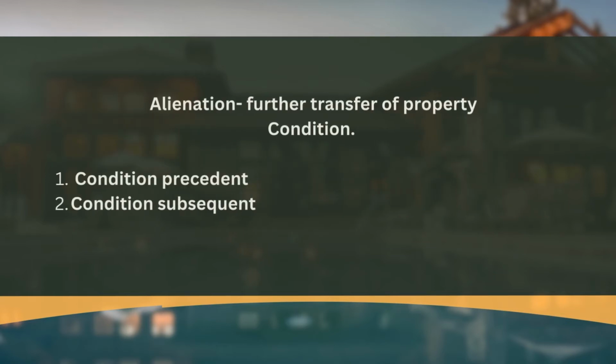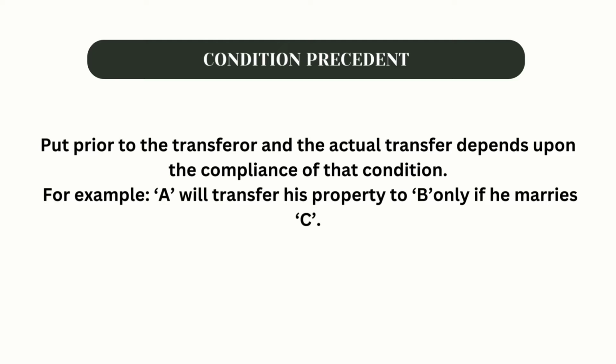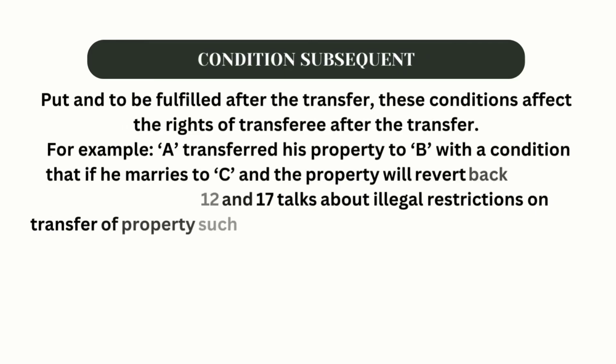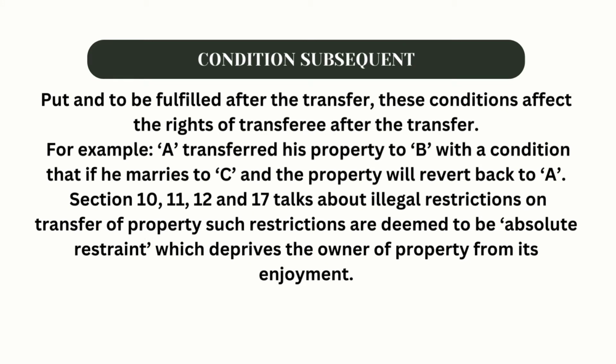Alienation means further transfers of property. Condition precedent, condition subsequent. Condition precedent means a condition put prior to the transfer, and the actual transfer depends on compliance with the condition. For example, A will transfer his property to B only if he marries C. Condition subsequent is put and to be fulfilled after the transfer. These conditions affect the rights of the transferee after transfer. For example, A transferred his property to B with a condition that if he marries C, the property will revert back to A.